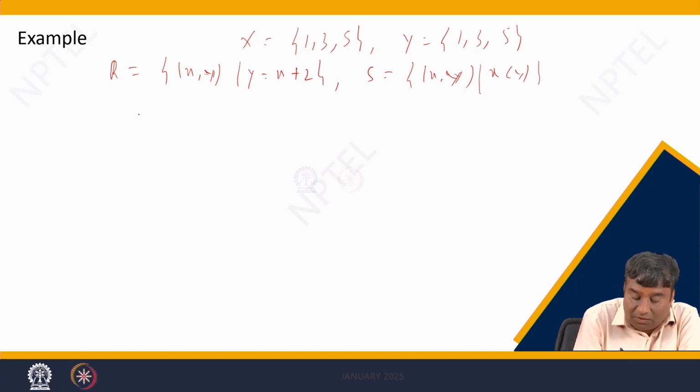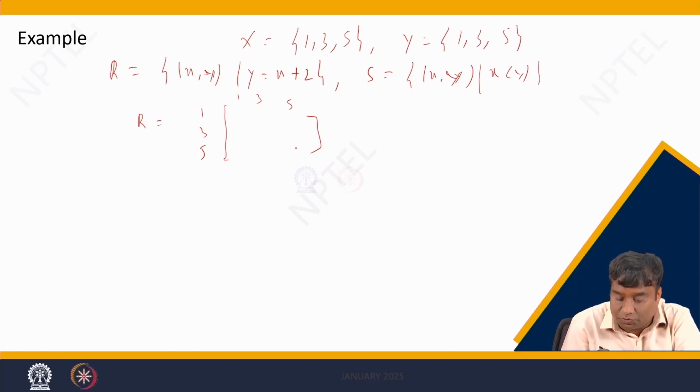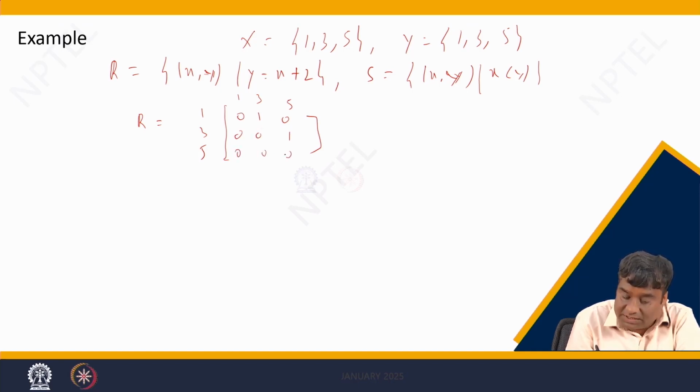So R is equal to, you can write rows 1, 3, 5, here also 1, 3, 5. So y equal to x plus 2. So for 1 it is 3, so the entry will be 1, the rest will be 0. For 3 it is 5, so the entry is 1, the rest will be 0. For 5 no one. So this is basically R.